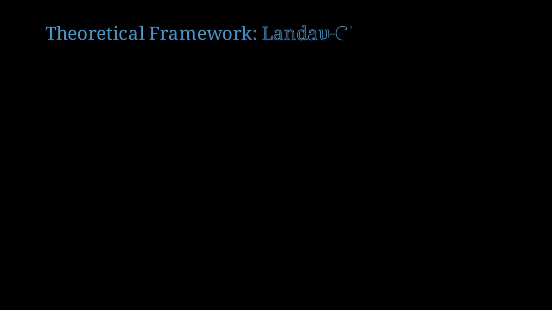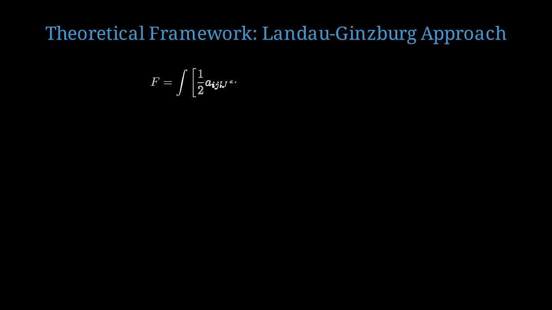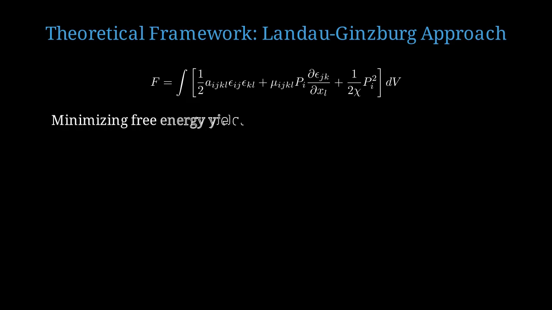Let's delve into the theoretical framework used to describe flexoelectricity from first principles. The free energy functional includes 3 key terms: elastic energy proportional to A_IJKL epsilon squared, flexoelectric coupling proportional to μ_IJKL P times strain gradient, and electric energy proportional to P squared over chi. By minimizing this free energy with respect to polarization, we obtain the equilibrium polarization distribution in the strained system.